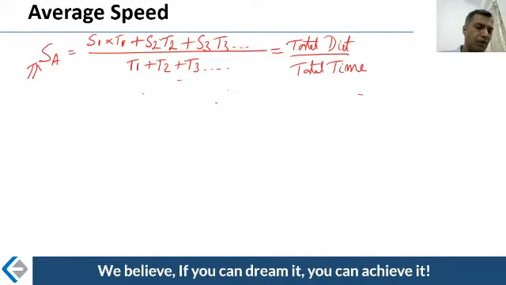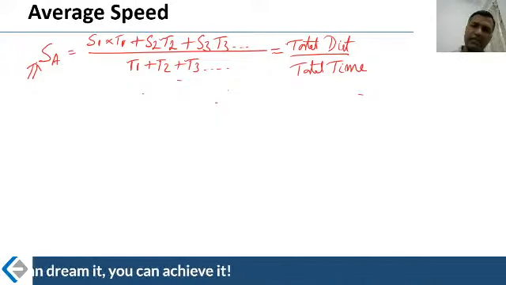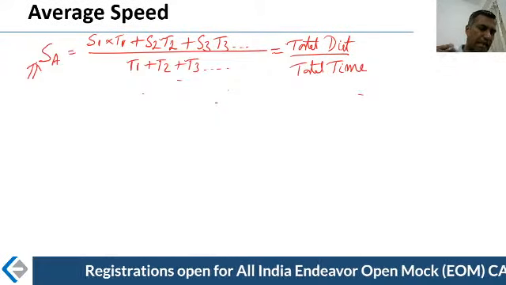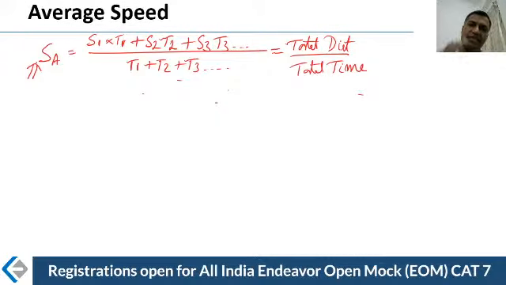Total distance traveled by total time taken. Some people remember it like this as well. No worries, that's also fine. But I want you to remember this: average speed is nothing but the weighted average of speeds, and not the simple average of speeds.